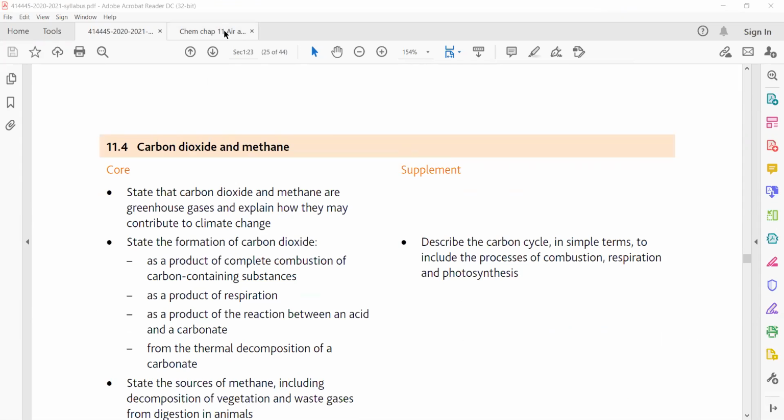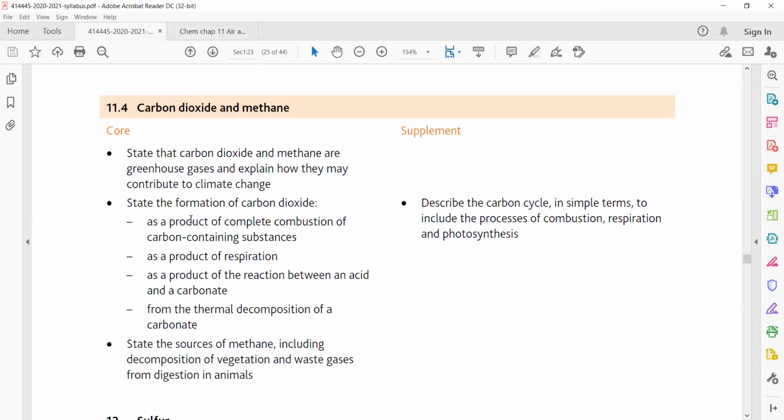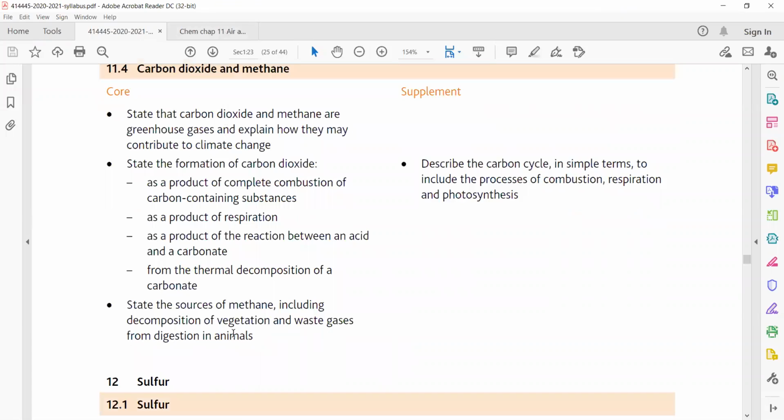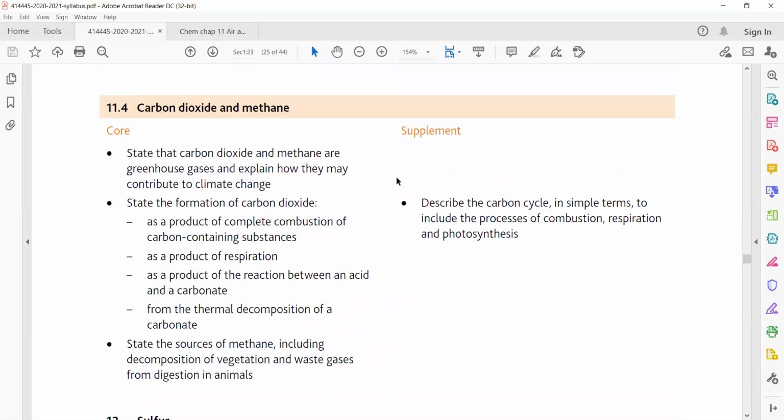Then carbon dioxide and methane. State that carbon dioxide and methane are greenhouse gases. Carbon dioxide is produced by complete combustion. Methane is produced by decomposition of vegetation or plants, and from the digestion of animals. Animal waste decomposing gives methane, as does decomposition of plants.